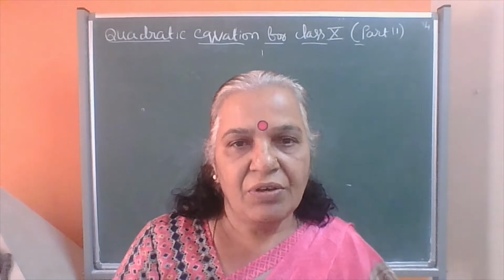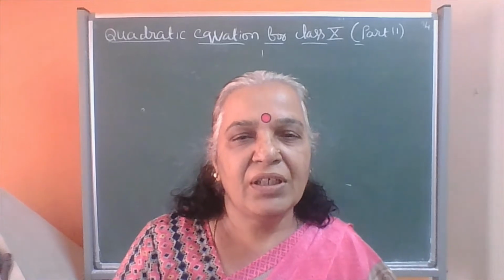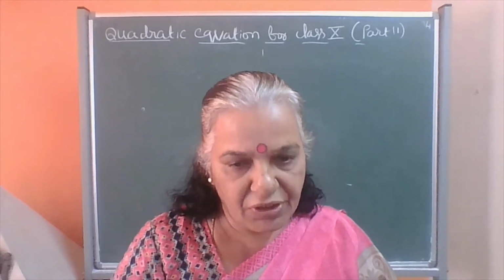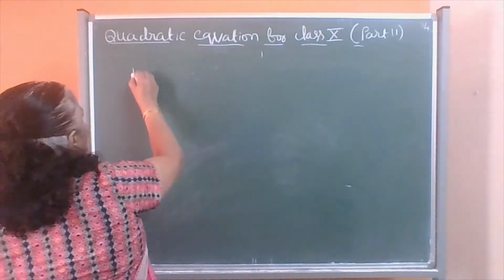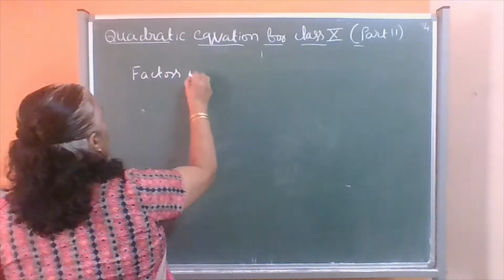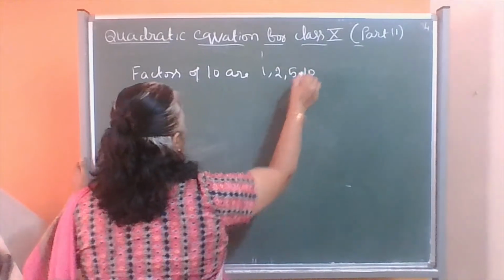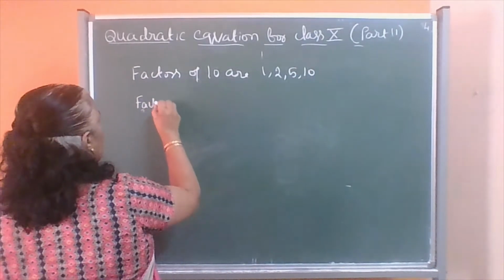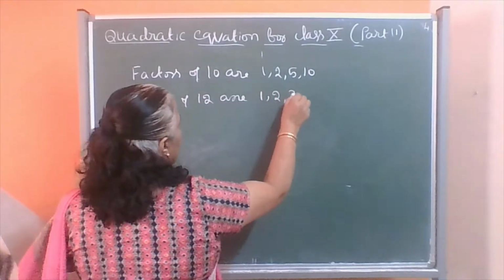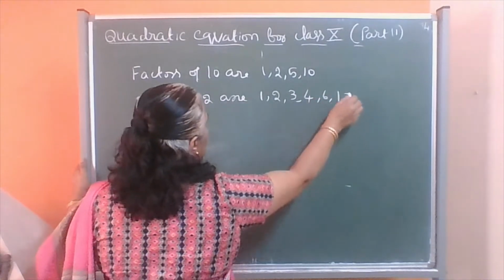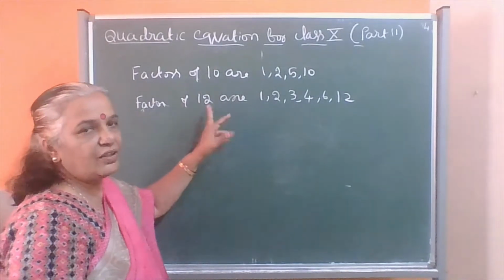You know very well, factors of 10 are 1, 2, 5 and 10. All the numbers that divide a number are called its factors. See here, factors of 10 are 1, 2, 5 and 10. Factors of 12 are 1, 2, 3, 4, 6 and 12. All these numbers divide 12, so they are called its factors.